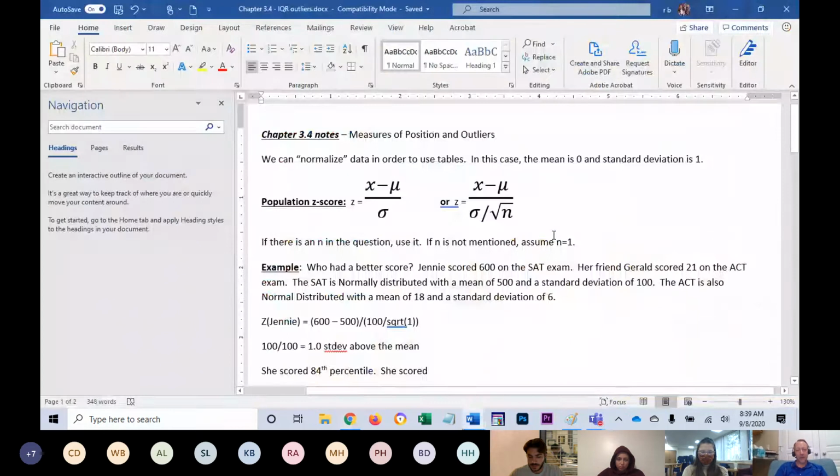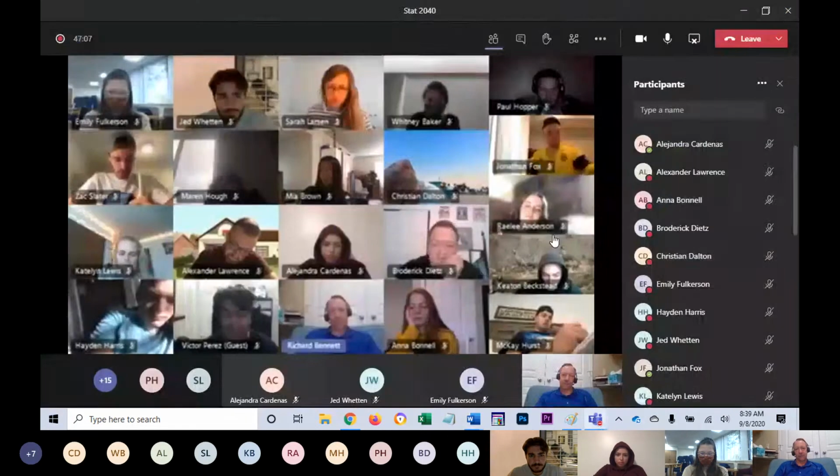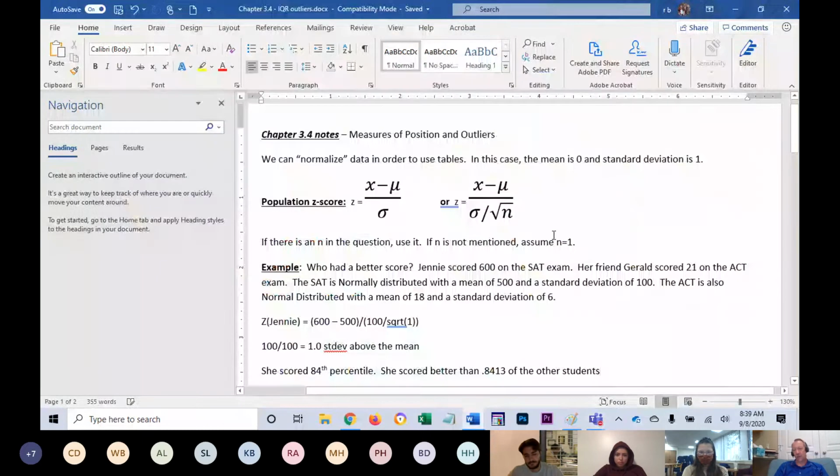So she scored better than 0.8413 of the other students. Does that make sense? We're going to try to do a few more of these.